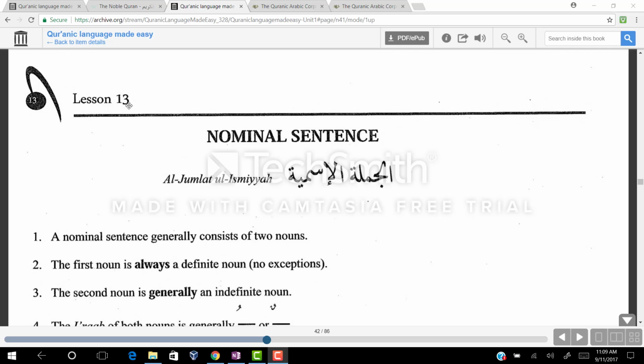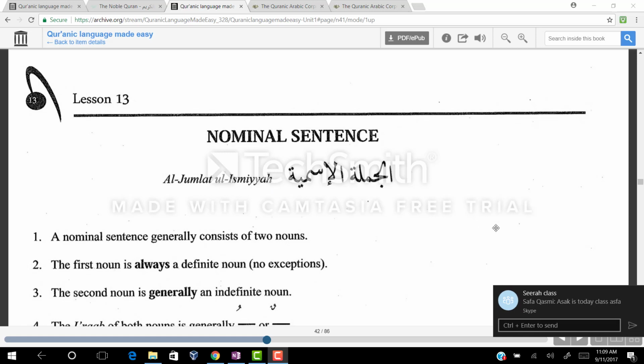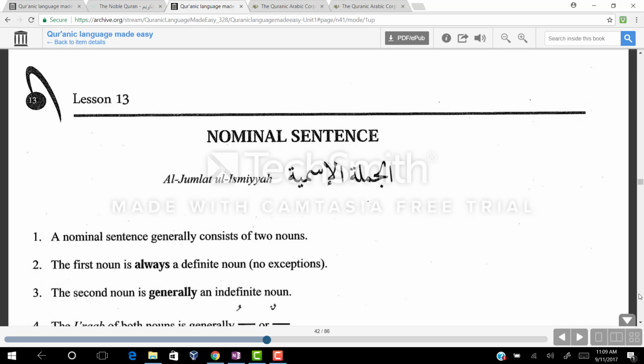Today we are going to learn about lesson number 13 from Quranic Language Made Easy, which is the nominal sentence. A nominal sentence in Arabic is called Jumlatul Ismiyya. So let's learn what this is all about.